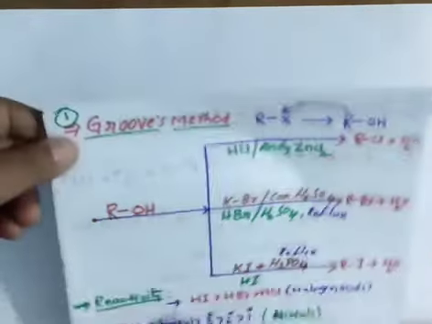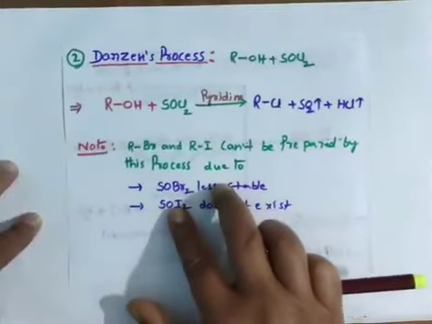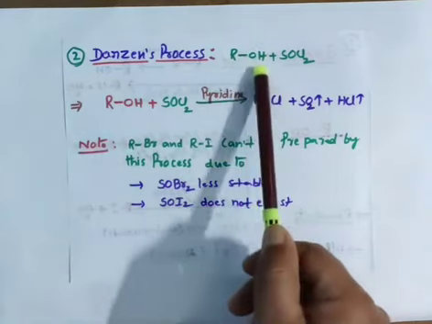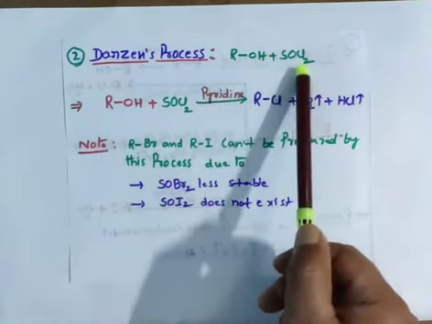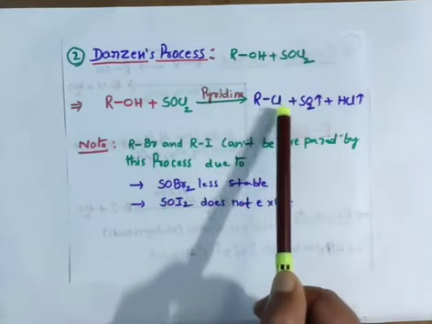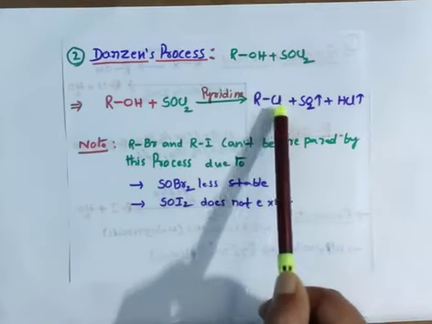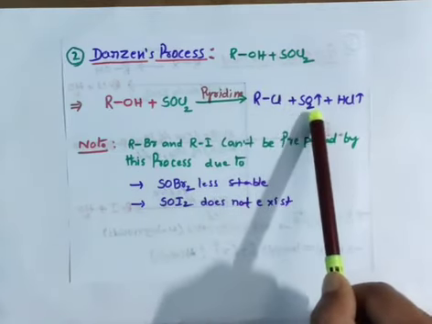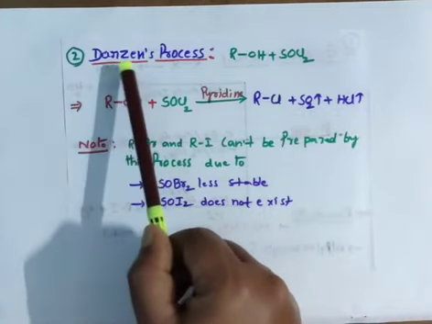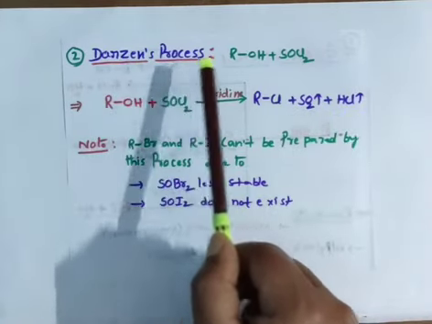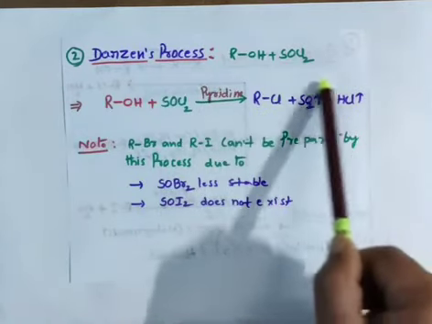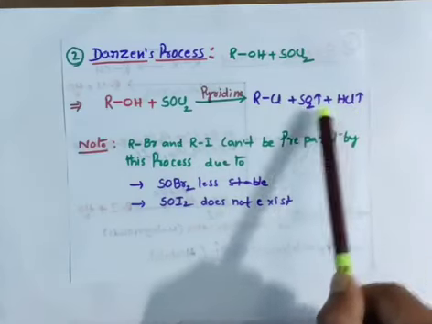Next method we have here, another method to prepare haloalkanes. When ROH is treated with SOCl2 in the presence of pyridine, RCl, meaning chloroalkanes, we can prepare, and here as the byproducts SO2 and HCl in gas form. So this method we are calling Darzens' process. This is the best method to prepare haloalkanes because both the byproducts are gases.